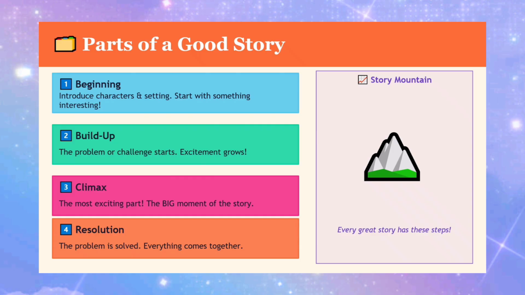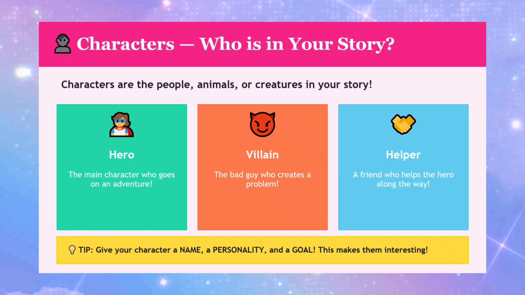Now we will see who is in your story: the characters. Characters are the people, animals, or creatures in your story. For example, you can choose a hero, the main character who goes on an adventure; the villain, the bad guy who creates a problem; and the helper, a friend who helps the hero along the way. Here we have a small tip: give your character a name, a personality, and a goal.